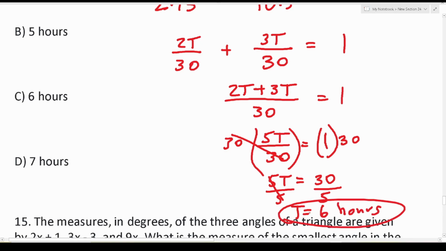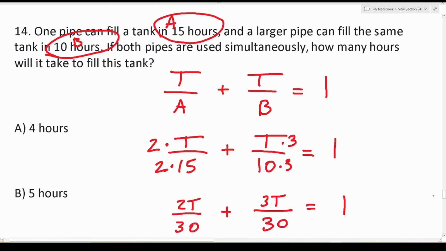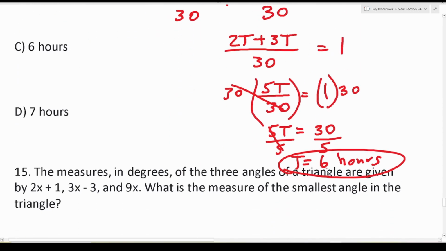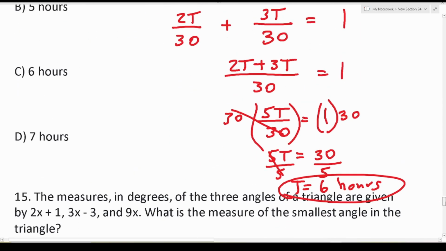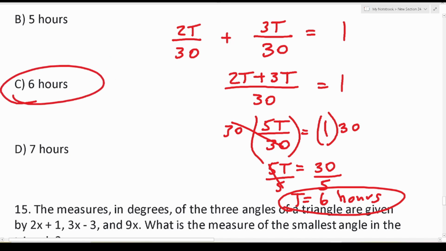Again, this t refers to the time it takes both things working together to complete one task. So if you have a pump that can fill a tank in 15 hours, working with a pump that can fill a tank in 10 hours, it will take them 6 hours working together to fill the same tank. So this one is C, 6 hours.